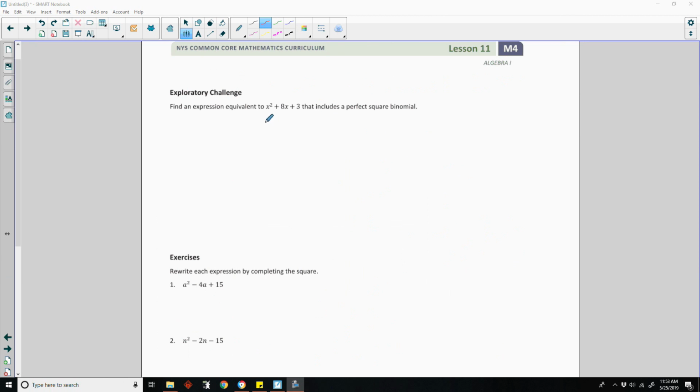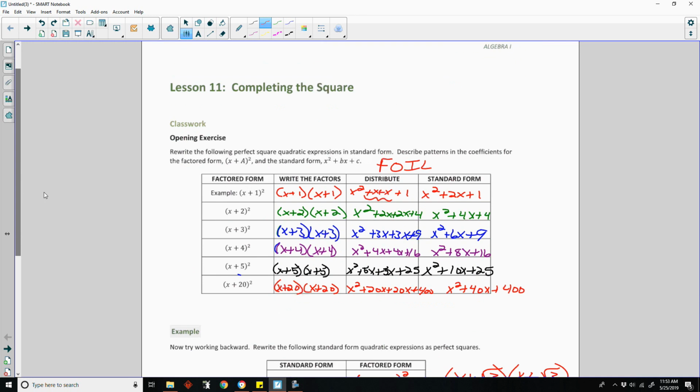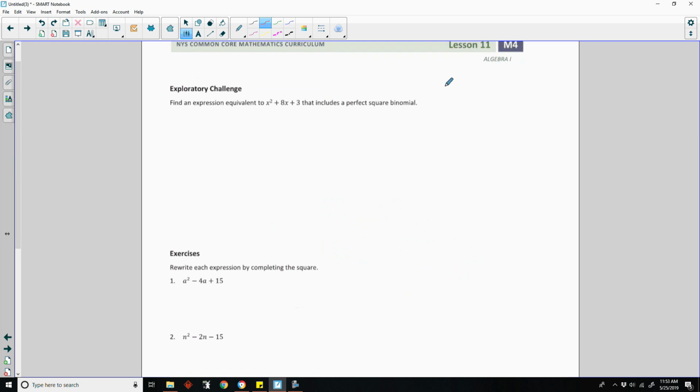Okay, so here we are on to page 2, exploratory challenge. Now, since we couldn't find the perfect square, there's no way to find a perfect square of this because the square root of 3 does not equal 2 times 8. I'm sorry, let me go back and show you what I'm talking about here. So let's just pick one that is a perfect square. x plus 5 quantity squared equals x squared plus 10x plus 25. Because this squared is this.